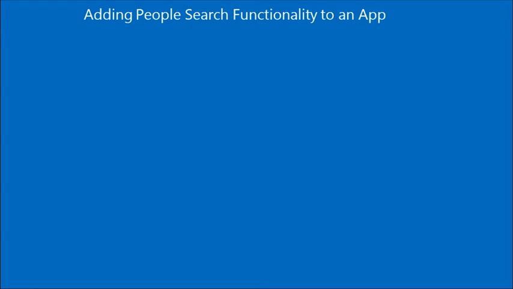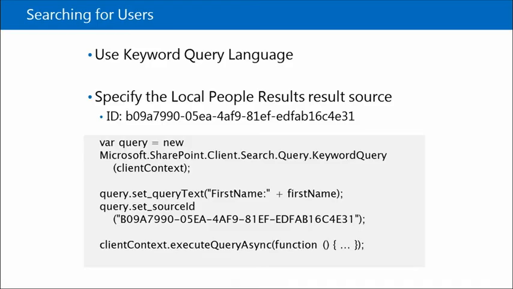And once again, we're going to be using the client-side object model and an app here to access people search. We've been introduced in previous modules to the keyword query language, so I won't review that in depth, but I do want to point out one difference.